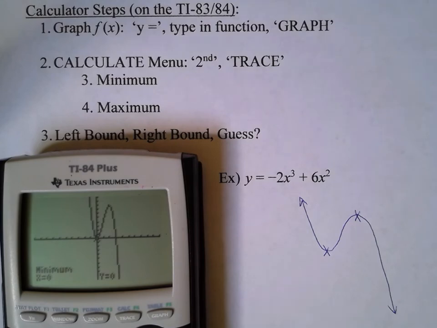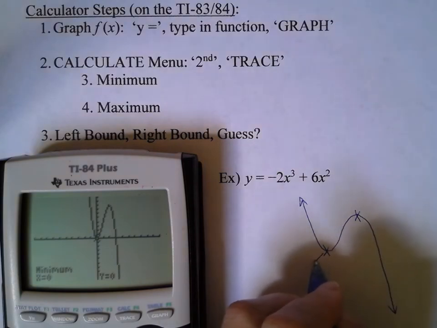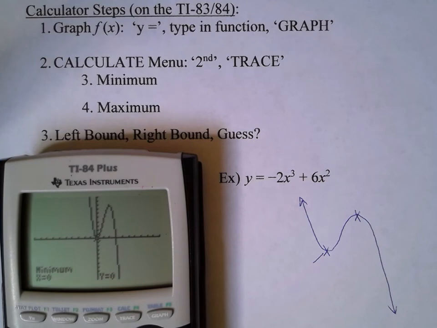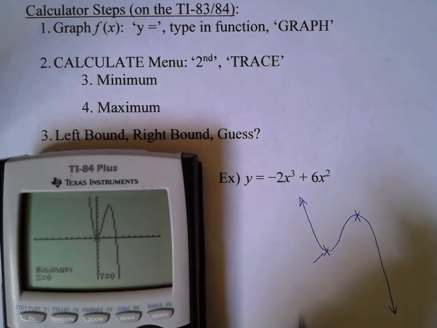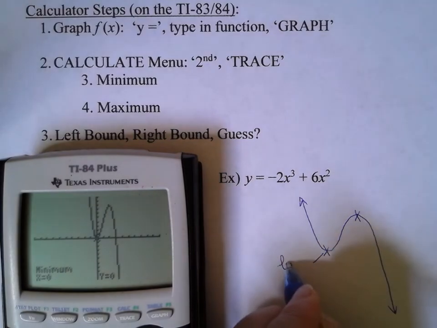Okay, so this one is at 0, 0. It is a minimum. Notice it is not the lowest point on the whole graph. We have an end over here that keeps going lower. So this is a local minimum.